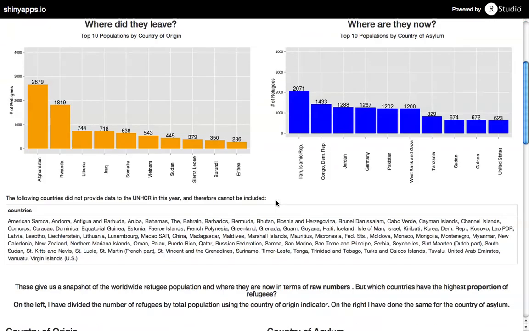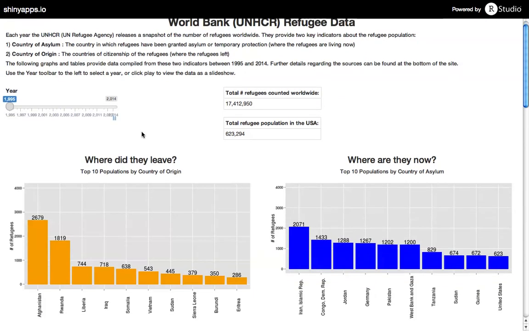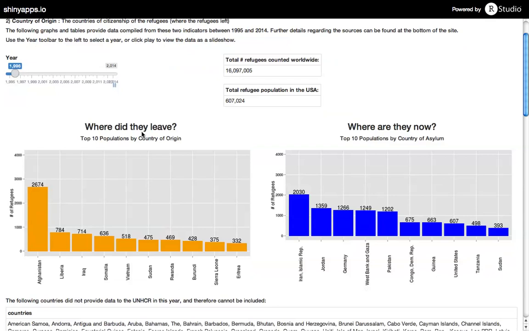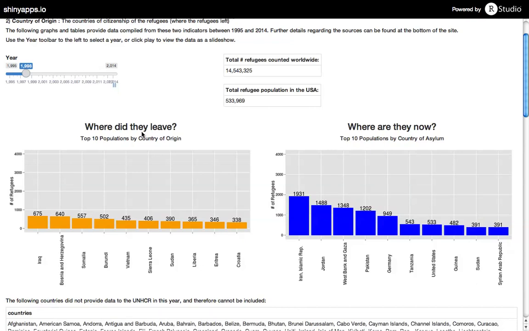Every year, there are some countries who fail to provide data. They are mostly small nations, but you can see the list here. Let's hit play and see how the trends have changed over the past 20 years. In the mid-1990s, there are a lot of refugees from Afghanistan and many who have been granted asylum in Iraq. By 1998, the worldwide level of refugees is declining, with no single country dominating the chart.